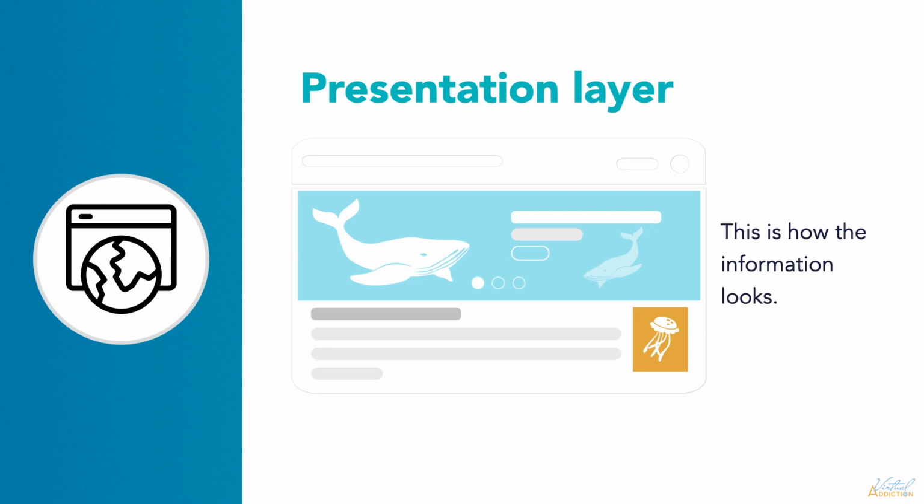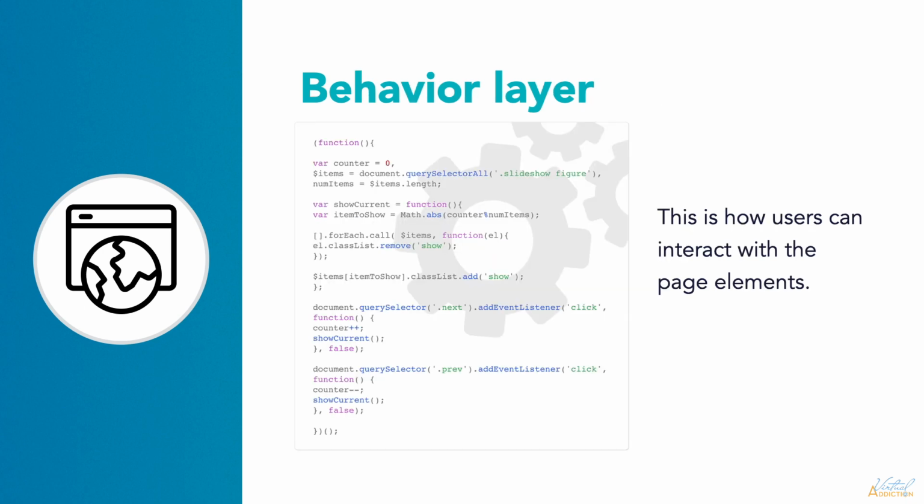Then we have the presentation layer. This is made by CSS. It controls how the information looks on the page. And finally, pages may have a behavioral layer. This is going to control how users can interact with the various page elements.